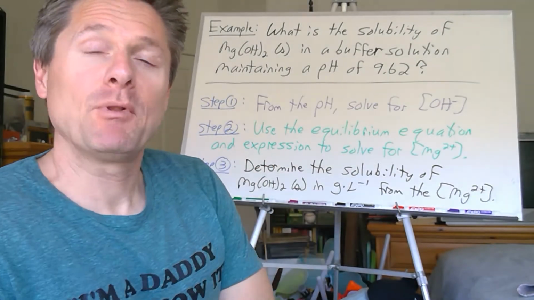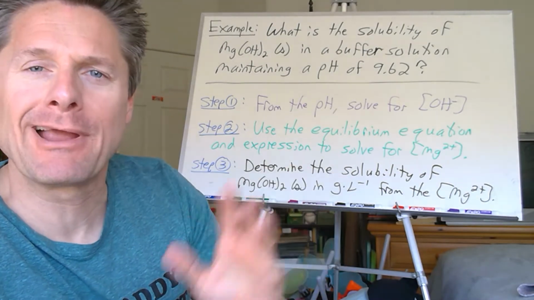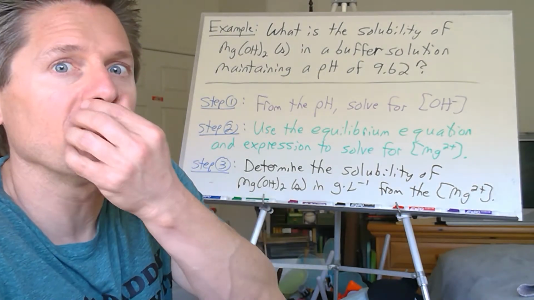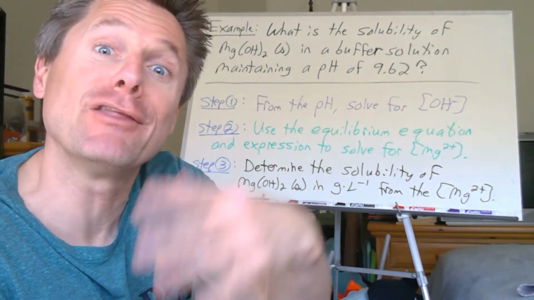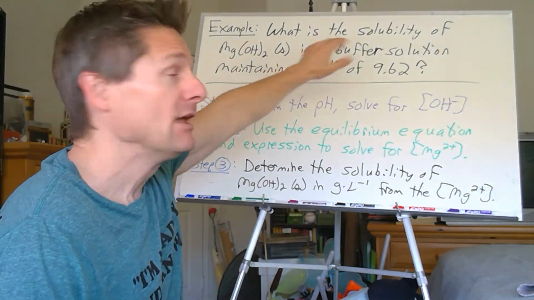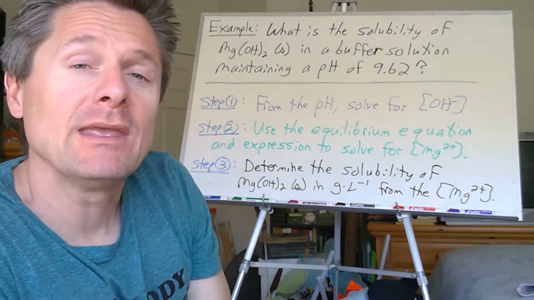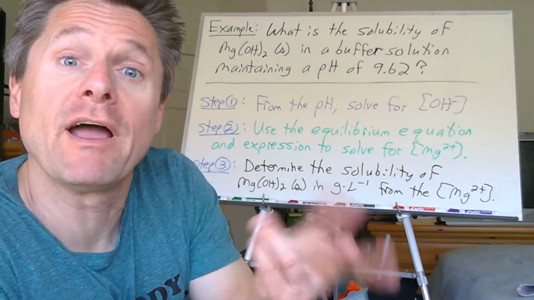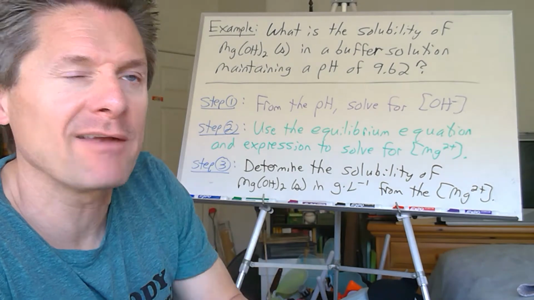Here's an example problem, a type of problem. They're all kind of similar. I could throw things around a little bit, probably three or four different types of problems, but they all sort of involve what's the hydroxide ion concentration and how does that impact the cation's concentration. So this one: what is the solubility of a particular solid in a solution that's buffered to a particular pH? Very common. Or vice versa, I could flip that around and give you the solubility. What's the pH? Same kind of idea.